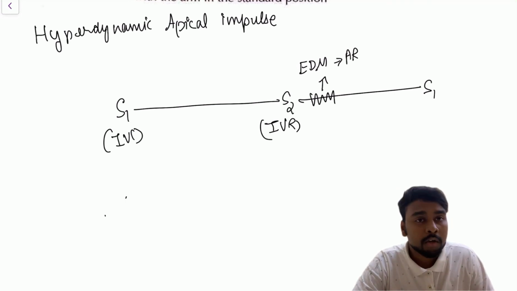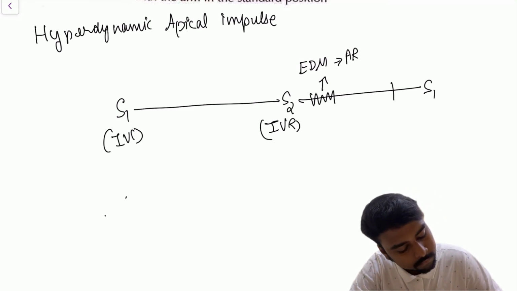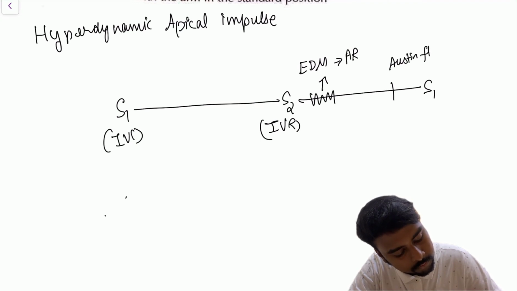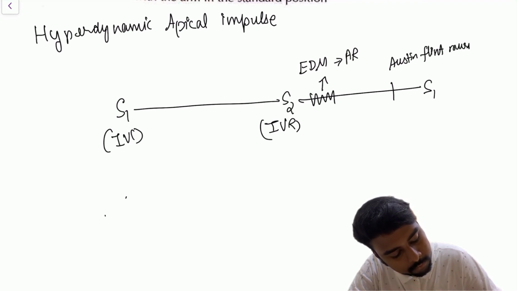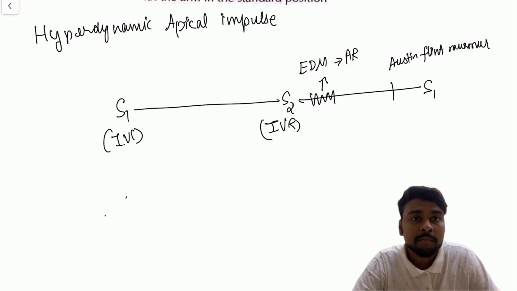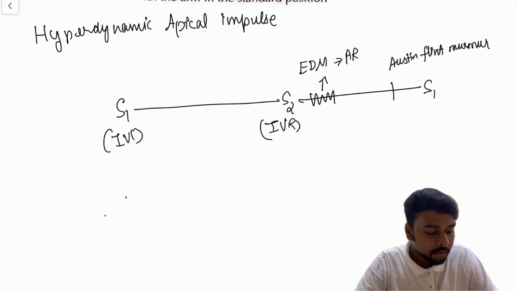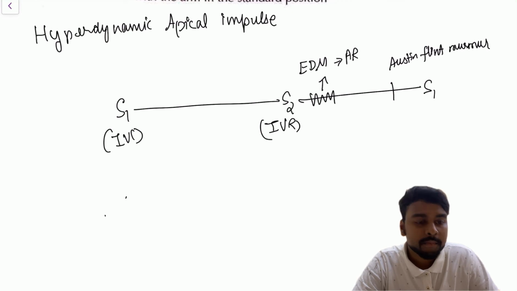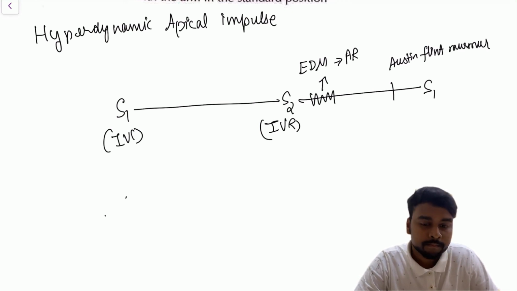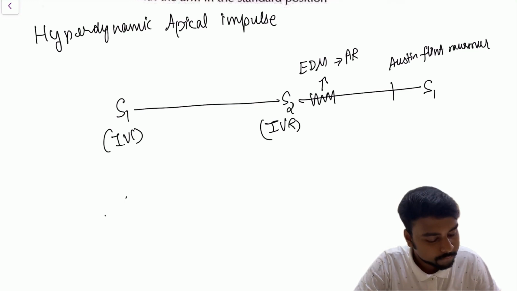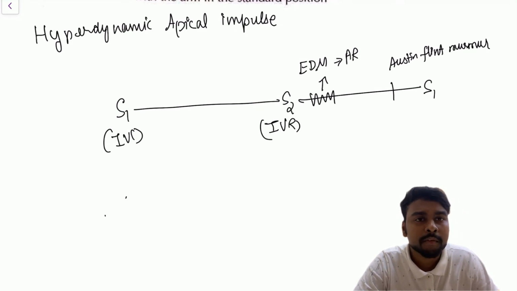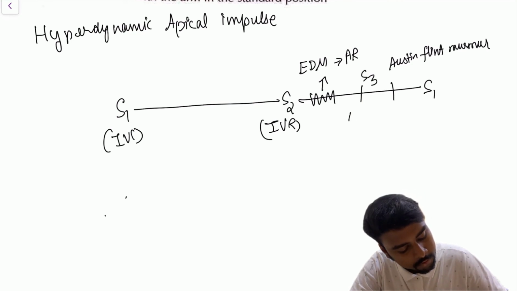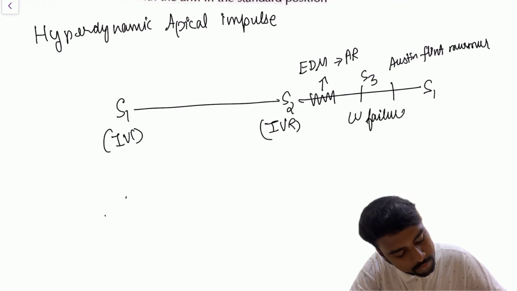You can also hear an Austin Flint murmur. This Austin Flint murmur is due to the fluttering of the anterior mitral leaflet. During regurgitation, the blood will backflow. During that time, it will compress the anterior mitral leaflet, and the anterior mitral leaflet will compress the posterior mitral leaflet. We can also hear S3 due to left ventricular failure.